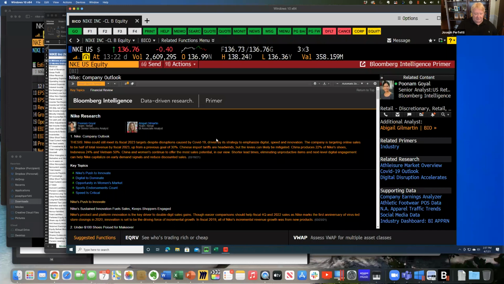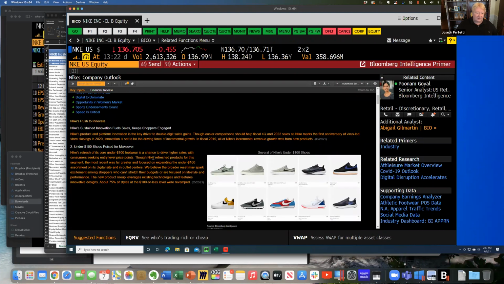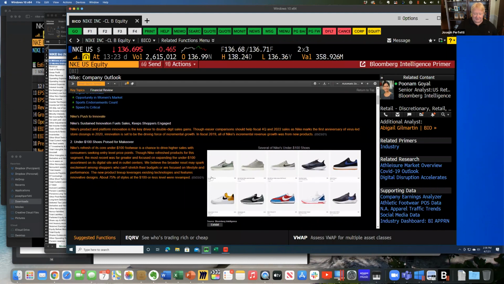Nike's disrupted by COVID. They're targeting online. Over half their business should be online by 2023, up from 30%. Imports are important to them because China produces 22% of their shoes, Indonesia 24%, and the other half are made in Vietnam. China and women's are also very important to their future sales, and they're trying to drive shorter lead times and reduce working capital and inventory. So what is Nike also trying to do? They're trying to grow by going after the under $100 shoe market, which they consider to be discounted shoes, which is considered a big change.